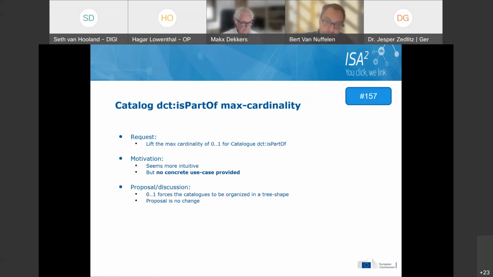Okay, then on catalog level, the request was for DCT is part of, to lift the max cardinality. Or it was maybe more a question, but the request came down to lifting the max cardinality of 1 to is part of for a catalog. The motivation seems that that's more intuitive. You can be part of multiple catalogs, but there was no concrete use case provided, in the sense that the person who raised it said, well, look, this is kind of more informative. I want to see if it's possible.